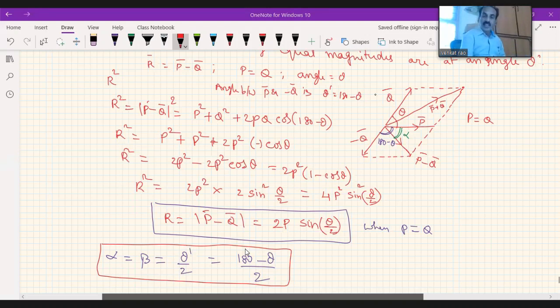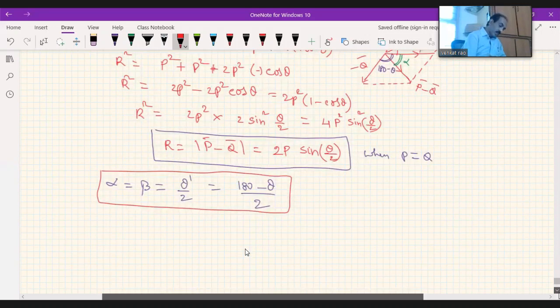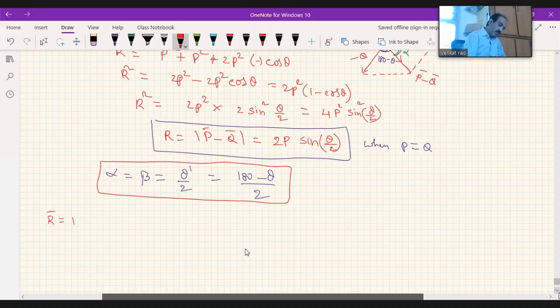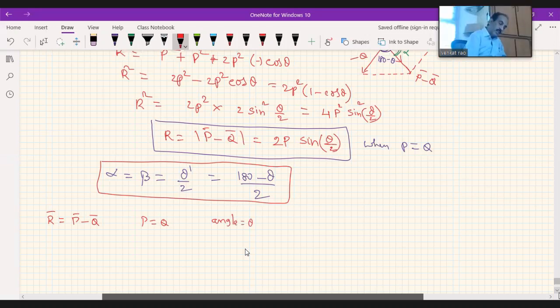So in this one there are 3 cases again. You can write it. I will put the diagram. I will put the table. That is R bar equal to P bar minus Q bar, P equal to Q, angle theta, R equal to 2P sin theta by 2, alpha equal to beta equal to 180 minus theta by 2.